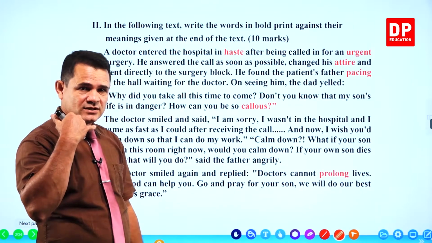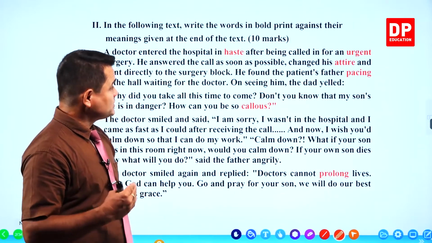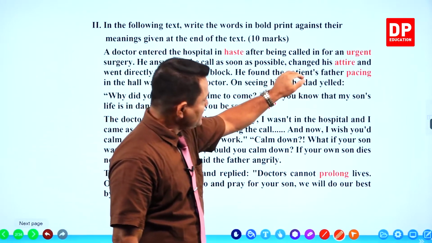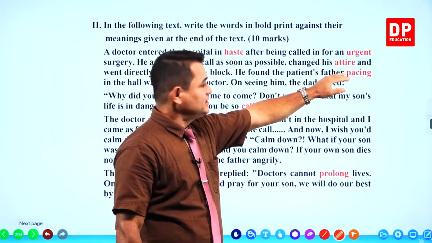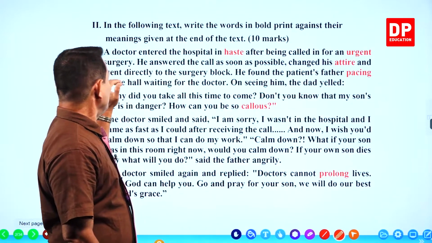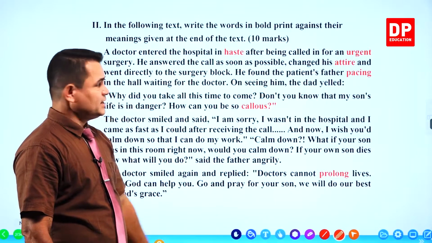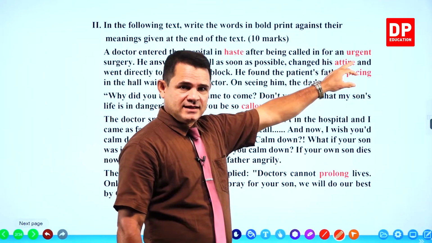He answered the call as soon as possible. Changed his attire and went directly to the surgery block. Now you can understand what attire means.